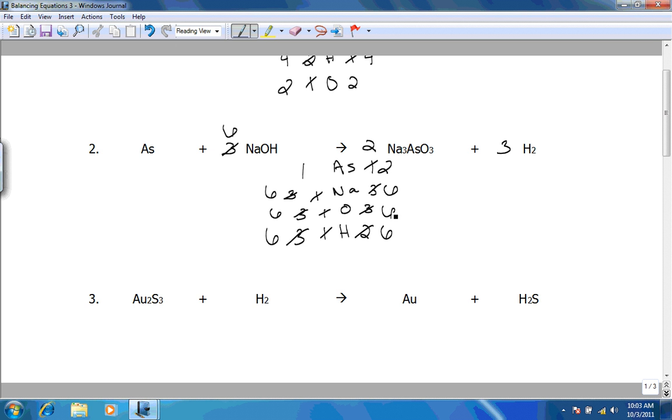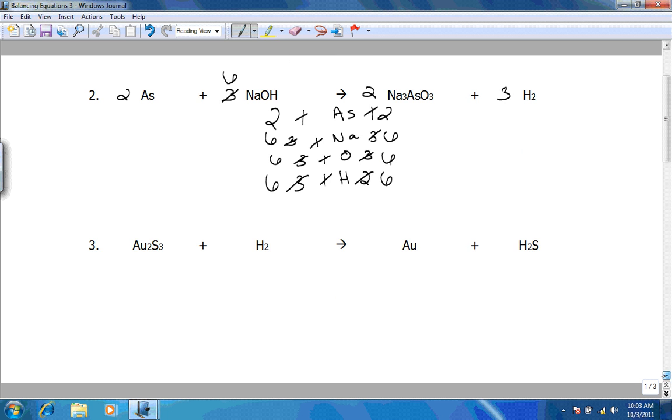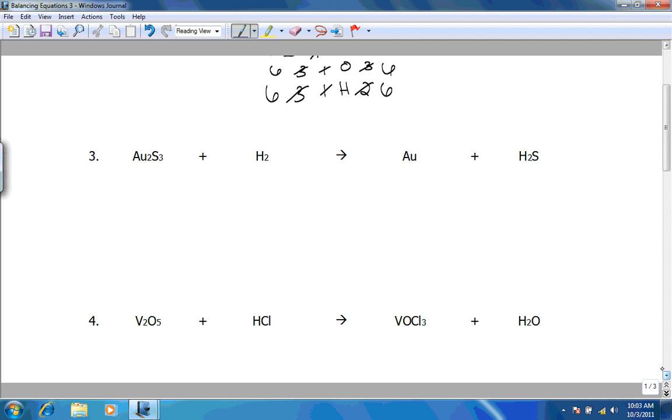So let's take a second look at this. Hydrogens are balanced, oxygens are balanced, sodiums are balanced. As is the only thing that's not balanced. So therefore, I need 2, and I only have 1, so I'm going to multiply this by 2 in order to make that balance. That's a little bit harder one.